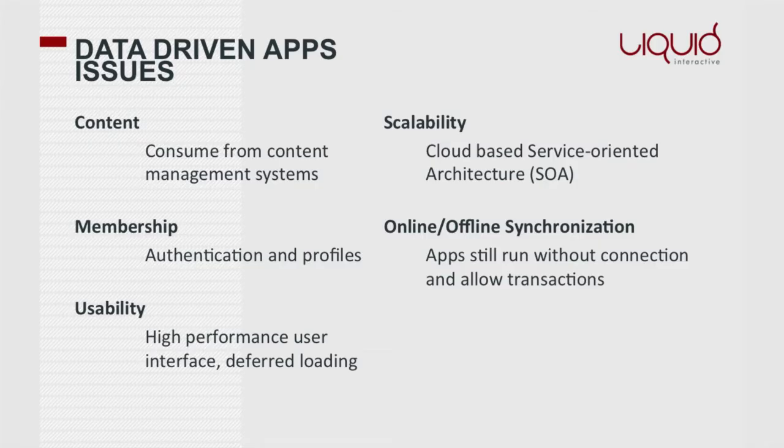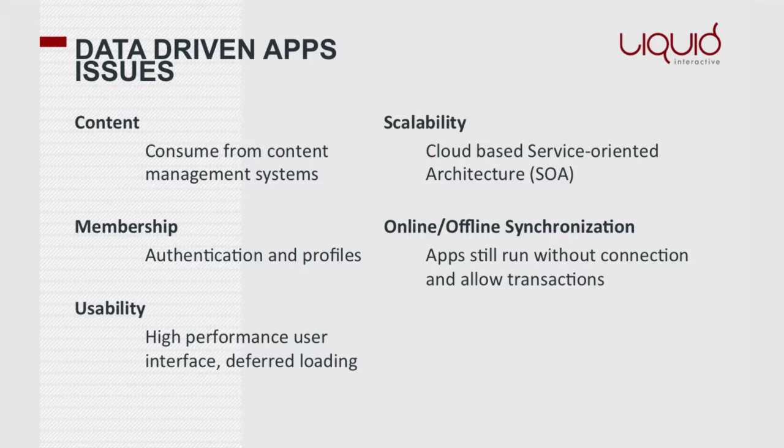Usability. That's a big one, especially for consumer apps, but also important for enterprise, is you want the users to have a very responsive or high-performance user interface. So when you load a lot of content from the cloud or from online, it can slow things down. So what you do is defer the loading of that content so the interface can respond and then present the material when it's ready to display.